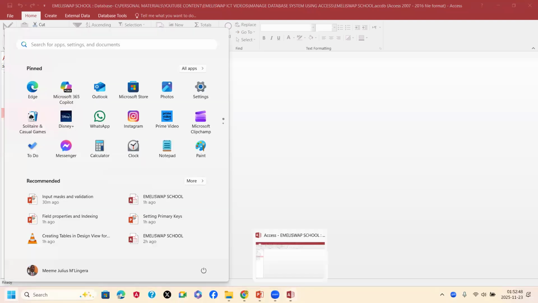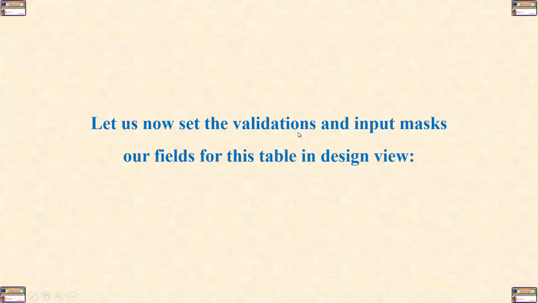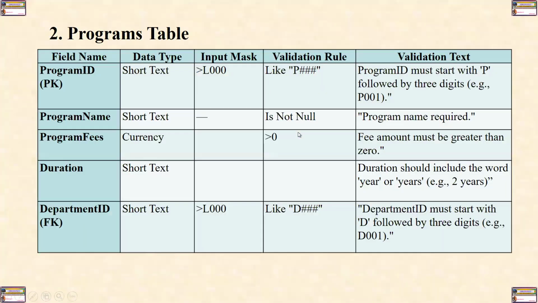So that's how we set our input masks. So we have set the input mask for the programs table also. And what we have seen is that the program ID must start with a P followed by 3 digits. For example, P001, and that's why the input mask is greater than L. Greater than L simply means that whichever character will be written there, it should be converted to uppercase, followed by 3 numbers.